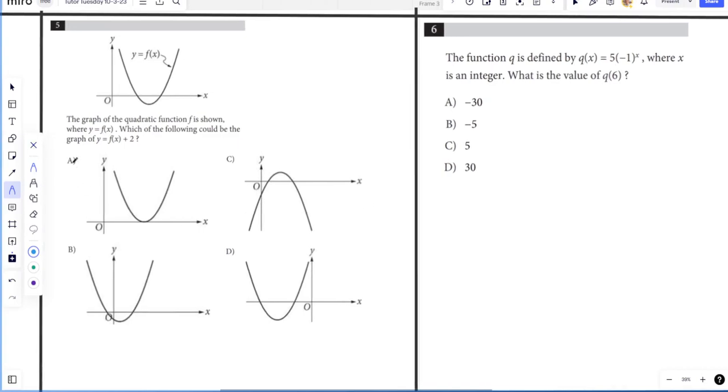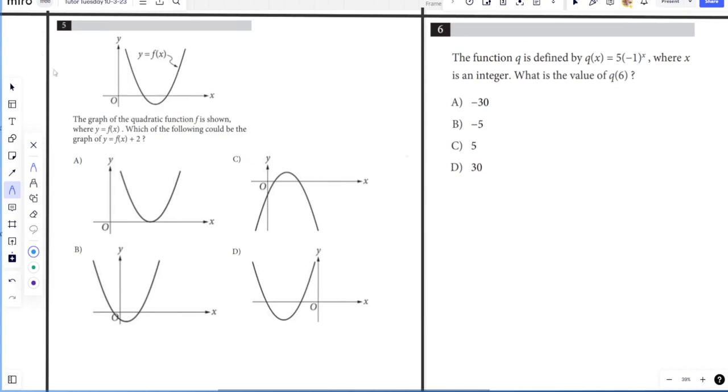Easy. Moving on to number 5 here. The graph of the quadratic function f is shown, where y equals f of x. Which of the following could be the graph of y equals f of x plus 2? Okay, so I see the plus 2 is outside of the f of x. So this is an external shift, or a shift in the y. Let's call that a y shift. Whatever the value of f of x is, we add 2 to the resulting y value. So what I'd say is that we want to shift all these points upwards. The only one that looks like it goes up looks like answer choice A.